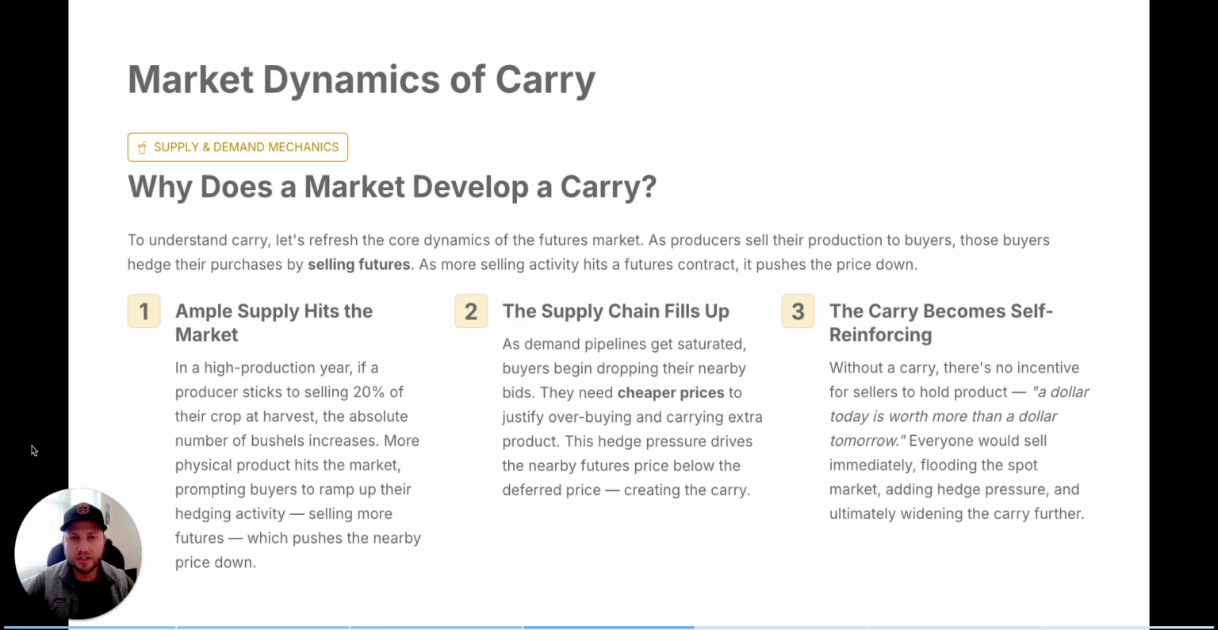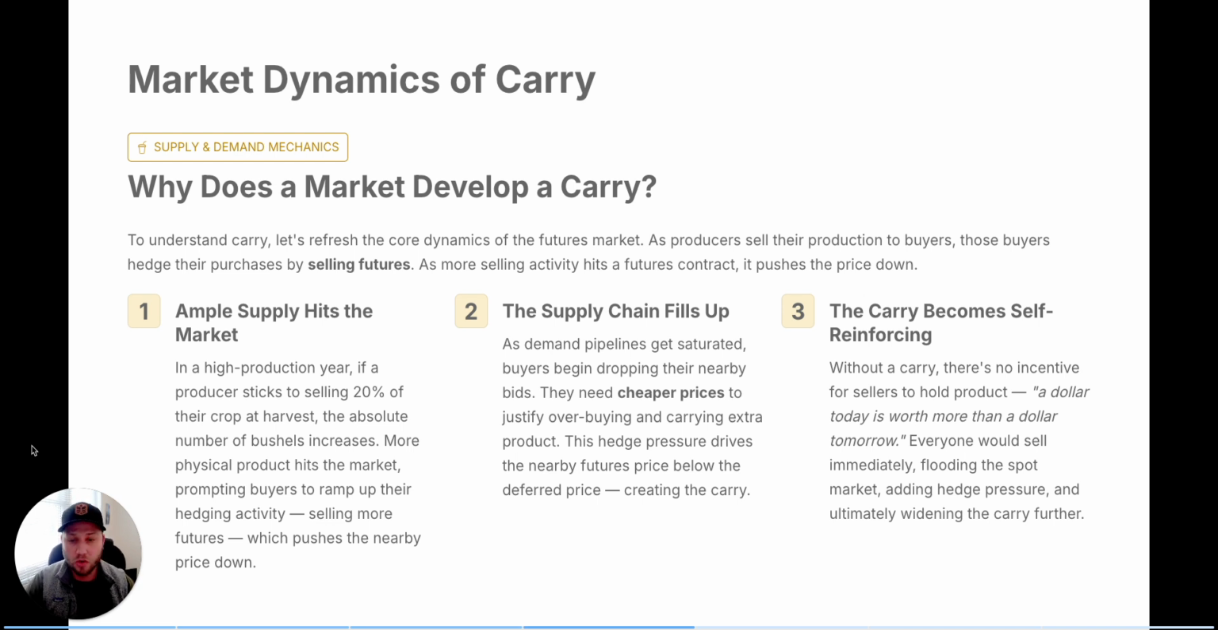So the market dynamics of carry is what's really key here in this learning session to go through, right? So let's just do a refresher on the core dynamics of the futures market. If you need a full refresher, there is the Understanding the Futures Market Part 1 and 2, which are great to reference here as well.